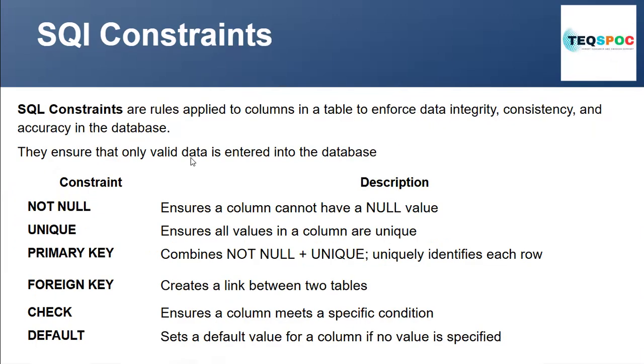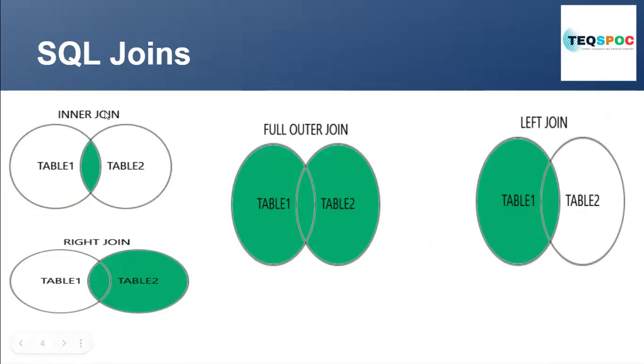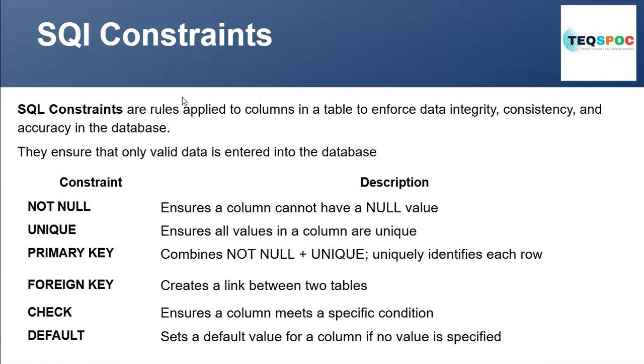Now we have seen the join. Now another interview question: what are the constraints? Constraints are restrictions or rules which we apply to our column or table to restrict the data. In SQL, constraints are the rules applied to a column in a table to enforce data integrity, consistency, and accuracy in the database, to ensure that only valid data can enter into a particular database.